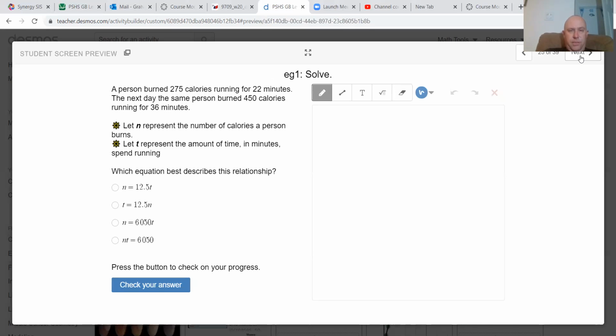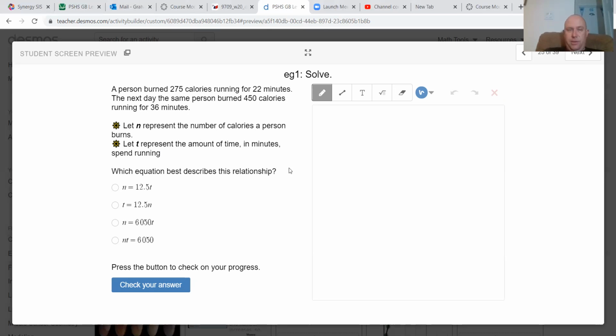So some actual word problems here, so we can figure out what's going on here. A person burned 275 calories running for 22 minutes. The next day, the same person burned 450 calories running for 36 minutes. Let n represent the number of calories and t represent the time in minutes. Which equation best describes the relationship?